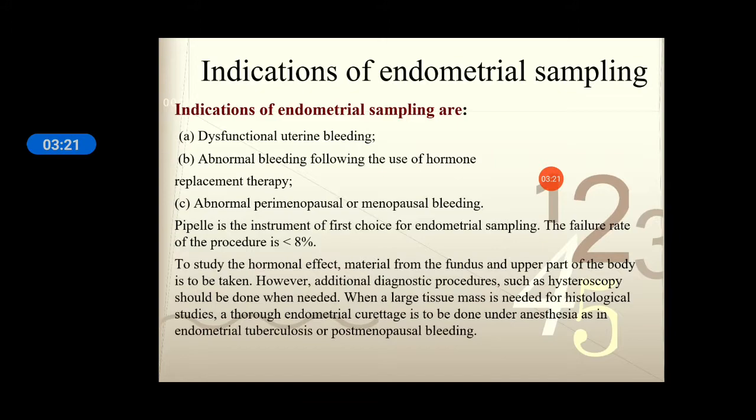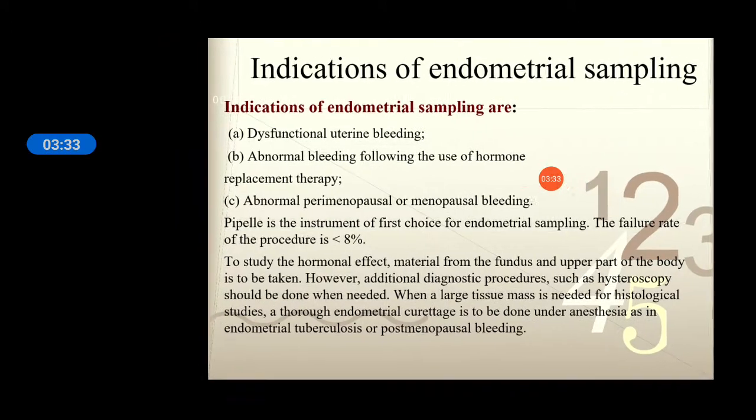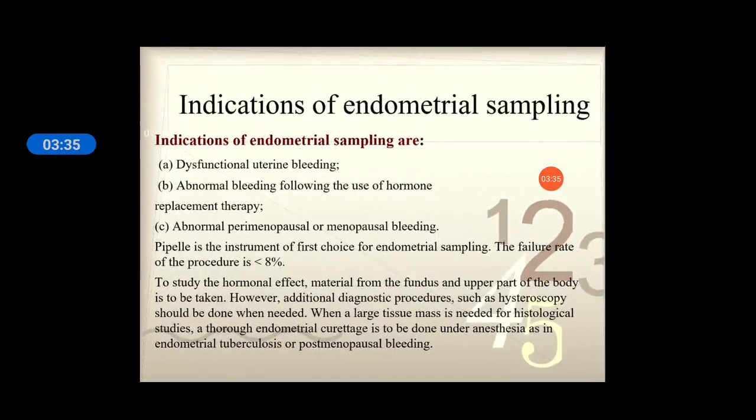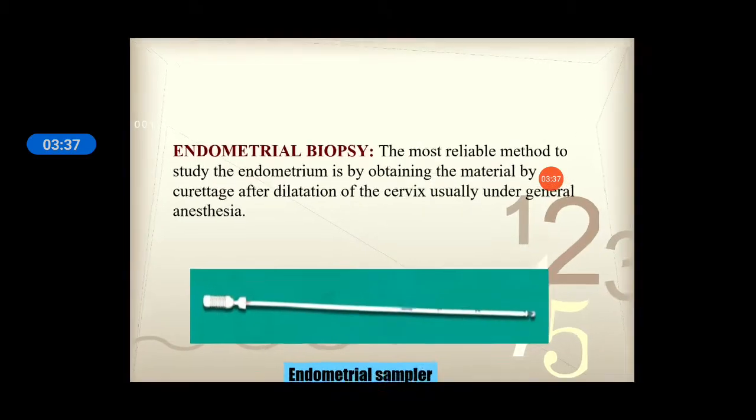Otherwise, if you want to take a simple sample in other cases like DUB, abnormal bleeding, postmenopausal bleeding, etc., then a sample is enough. With the help of any Pipelle or any plastic cannula you can collect the sample. That is called endometrial sampling.